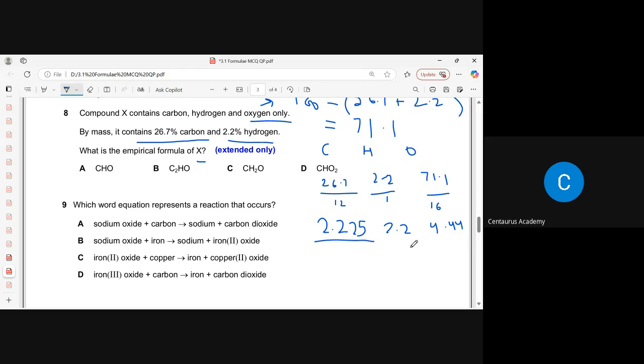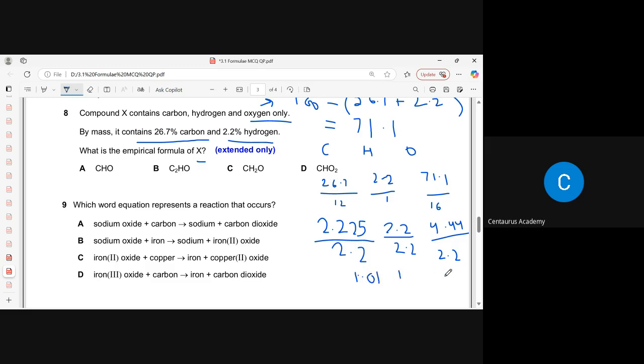Now you're going to figure out which one is the smallest number. 2.2 is the smallest number, right? You're going to divide all of them by 2.2. What do we get? We get 1.01. It's a long number, but when you round it up, it's 1.01. The next one is 1.